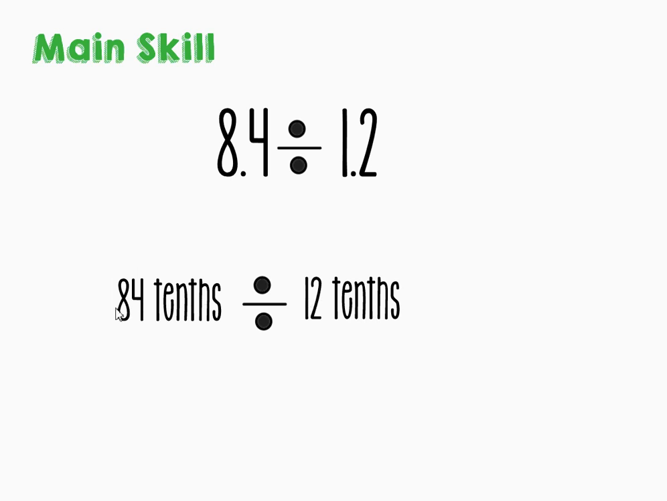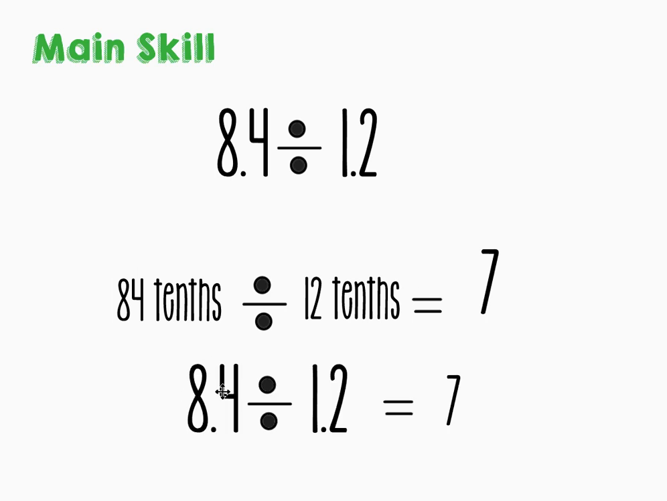So first I'm going to look at the numbers. 84 divided by 12. Well, I know that 12 times 7 is 84. So 84 divided by 12 must be 7. A tenth divided by a tenth cancels out. So our answer would be 7 wholes. So we can say that 8 and 4 tenths divided by 1 and 2 tenths is equal to 7. Remember, you can always use multiplication to check your work.